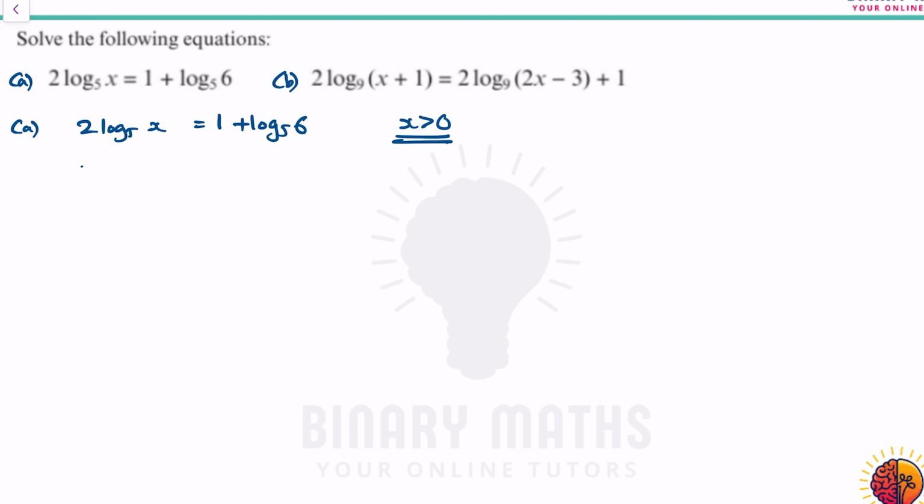Okay, so I've got log base 5 of x squared, if I apply law 3, is equal to 1 plus log base 5 of 6. If I take the log base 5 of 6 to the other side, I get log base 5 of x squared minus log base 5 of 6 is equal to 1.